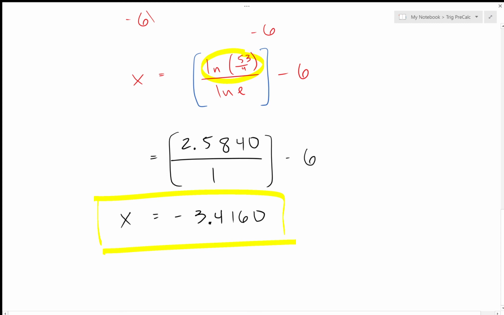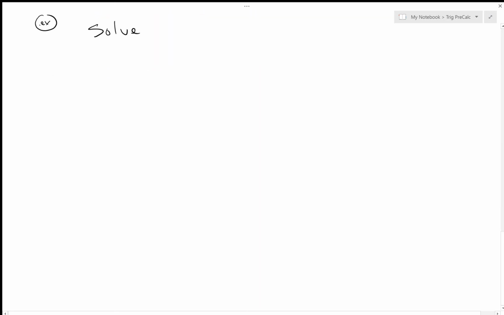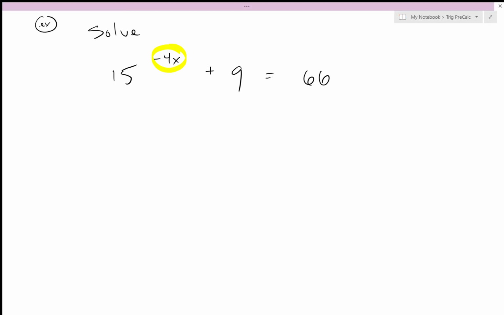Okay. So the more we practice with these, the better we get. Let's try another one. We're going to go ahead and solve. We've got 15 to the negative 4x plus 9 equals 66. I want to get this term by itself. 15 is the base. Can't deal with that just yet because over here I also have this 9. So subtract the 9 over. So get rid of like the extra numbers first.